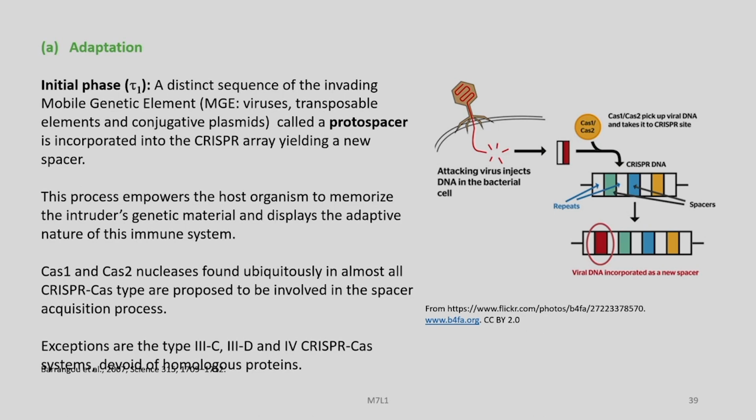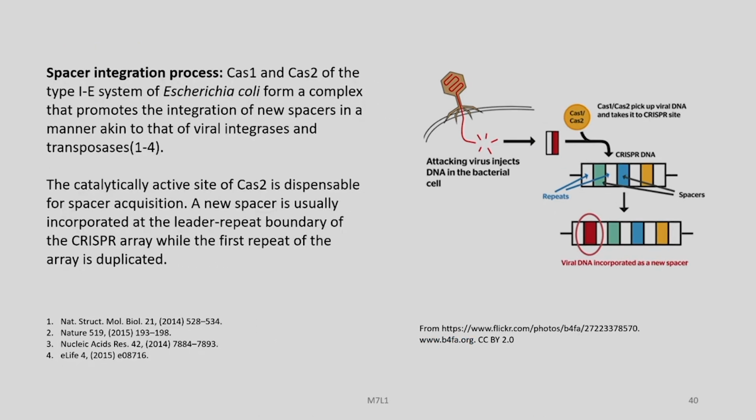This process empowers the host organism to memorize the introduced genetic material and displays the adaptive nature of this immune system. Cas1, Cas2 nucleases are found ubiquitously, we know about that, and in the spacer integration process the Cas1 and Cas2 form a complex that promotes the integration of the new spacers in a manner similar to that of viral integrases and transposases, and we have discussed a lot about these integrases in the preliminary classes. The catalytically active site of Cas2 is dispensable for spacer acquisition. A new spacer is usually incorporated at the leader repeat boundary of the CRISPR array, while the first repeat of the array is duplicated.